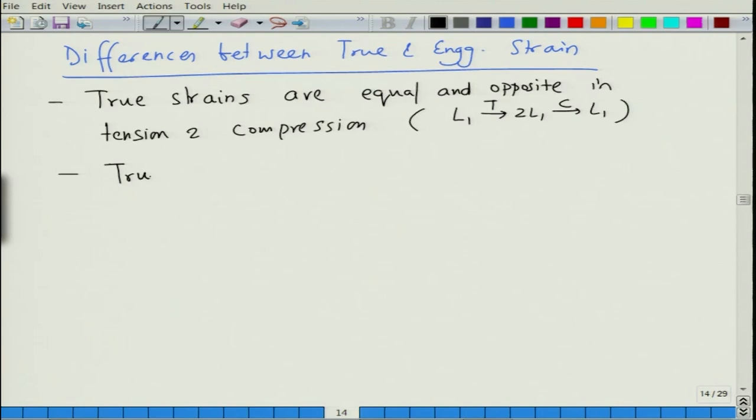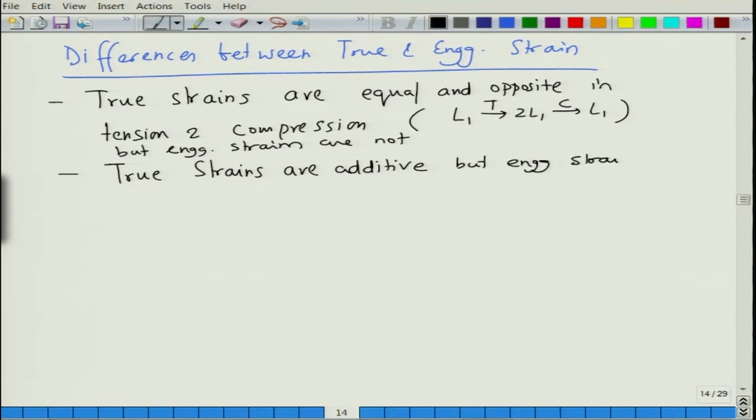And then another difference is true strains are additive. So, in the first one, true strains are equal and opposite, but engineering strains are not. True strains are additive, but engineering strains are not. Which means epsilon net is equal to epsilon 1 to 2, let us say, plus 2 to 3. You go from first step to second step, first pass, second step to third step, second pass, and so on and so forth. And if you compute the sum, it will be equal to the overall strain. Let us say if you go from n minus 1 to n, so this would be 1 to n. So, this would sum, but engineering strain will not.